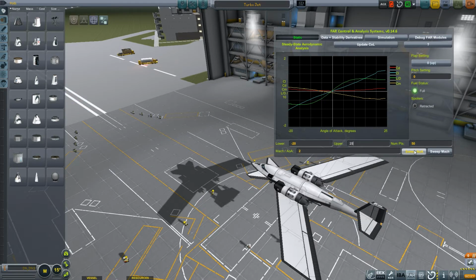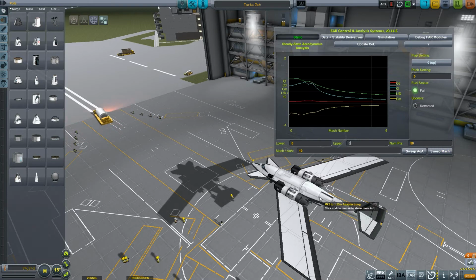So if we press sweep angle of attack, it would say Mach 2 from angle of attack of -20 to +25. We could do the same thing by sweeping the Mach. We said an angle of attack of 10 from Mach 0 to Mach 6. And I did that wrong. That way. So this tells us some things about our craft if we're holding at a 10-degree angle of attack. Generally, we use a sweep angle of attack and only occasionally use sweep Mach.